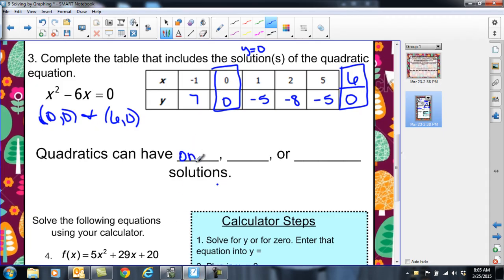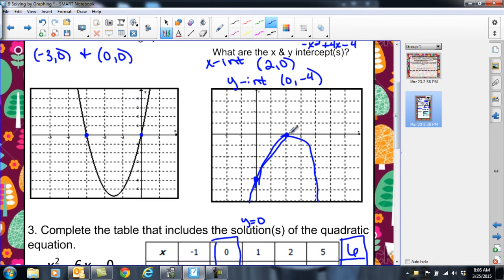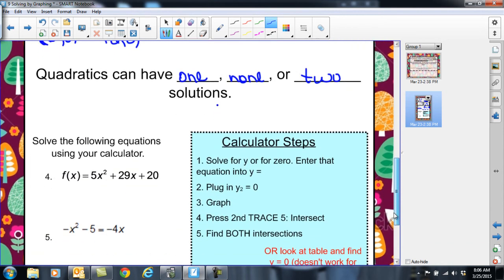So quadratics can have, and we learned this yesterday, 1, none, or 2 solutions. I probably could have written that in a better order, but those are my options. It can have 1 solution, like the example right here, where it just touched the x-axis 1 time. It can have no solutions, where when you graph it, it doesn't ever come close to the x-axis, or it can have 2 solutions like this one, where it crosses the x-axis twice. So those are your options.